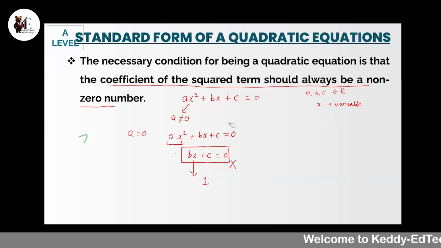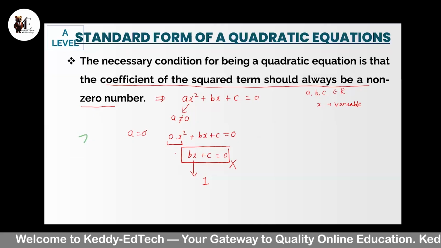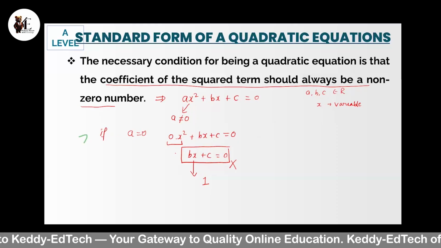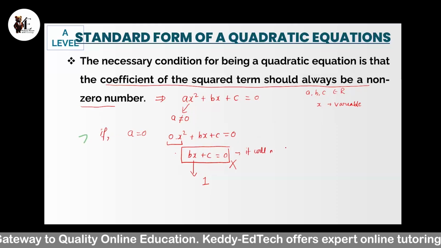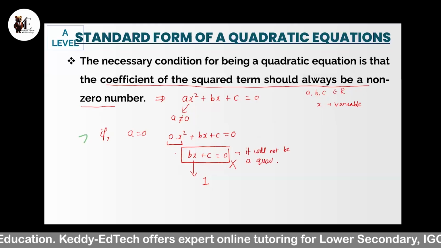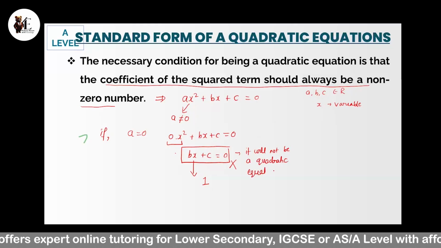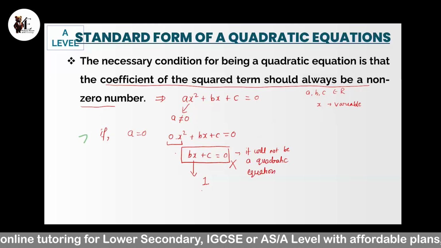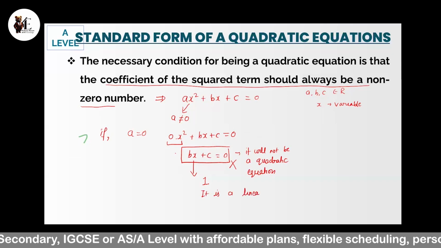Okay, please note down this. There's no need to write this statement. Just write what I have written in the short form. That this is the standard form, and if a is equals to 0, then it will not be a quadratic equation. And since its highest power is 1, it is a linear equation.